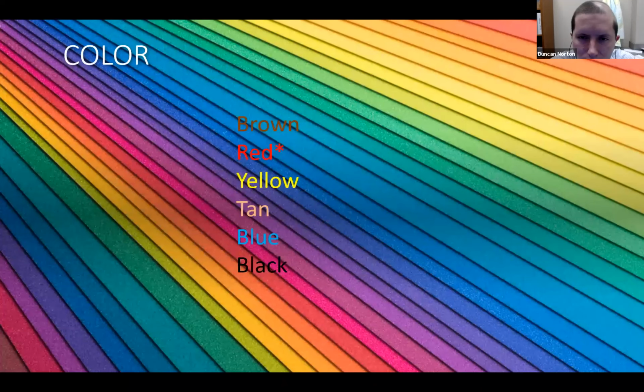Next, we have the color. So the colors that you can see when describing rashes: you have browns, you have yellows, you have reds. With the reds, is it a bright red or is it a dark red? That makes a difference. Is it blanching? Is it not blanching? You can have tans, you can have blues, you can have blacks. So all those colors make a significant difference.